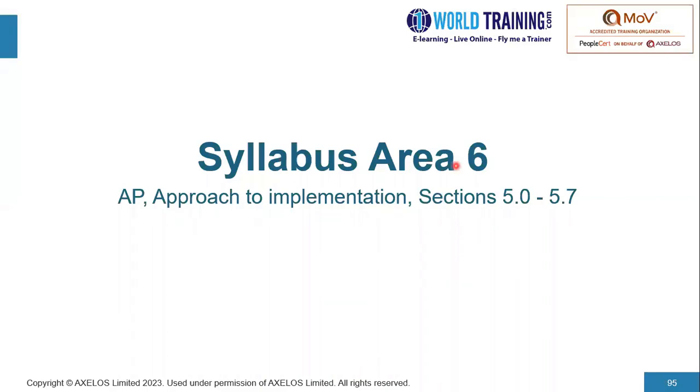Welcome to module number 6. In this module, we will cover syllabus area number 6, which is approach to implementation. How do we go about implementing MoV? So this covers sections 5.0 to 5.7 of the official manual.